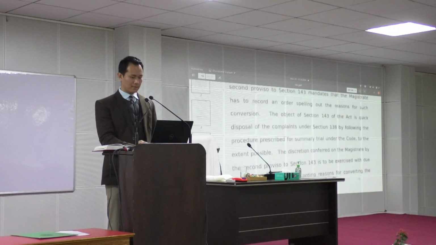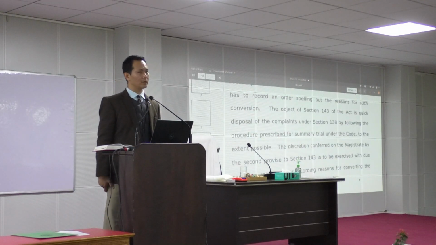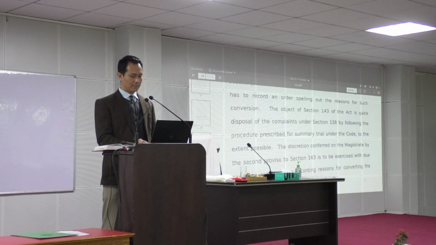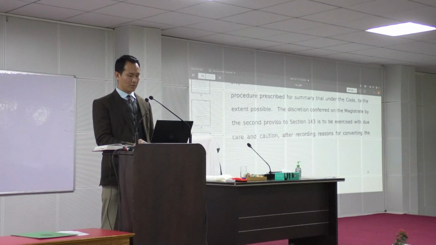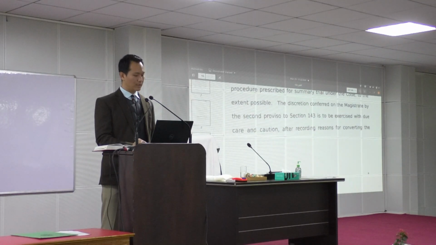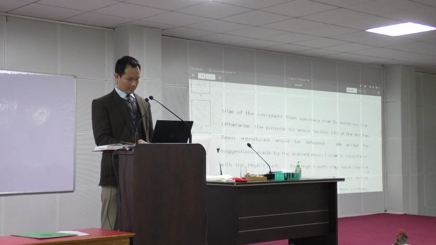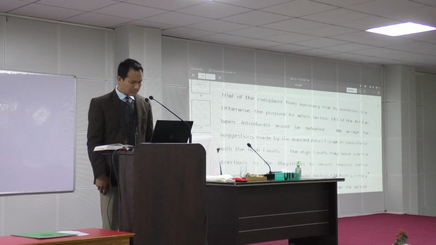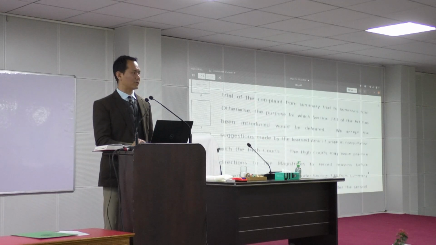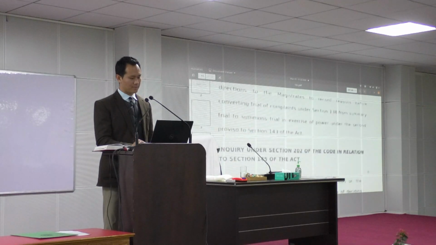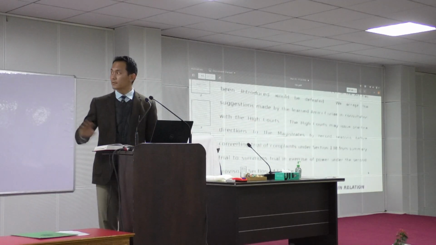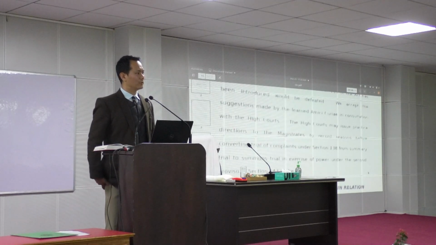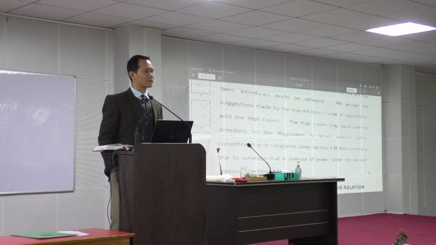It also says what the object of 143 is, quick disposal of these types of cases, and the discretion conferred on the magistrate by the second proviso is to be exercised with due care and caution. This may not be very legible, but I will tell you. It says that they have accepted the suggestion of the amicus, and the High Court was to pass on this judgment. I think we have circulated it amongst all the magistrates.